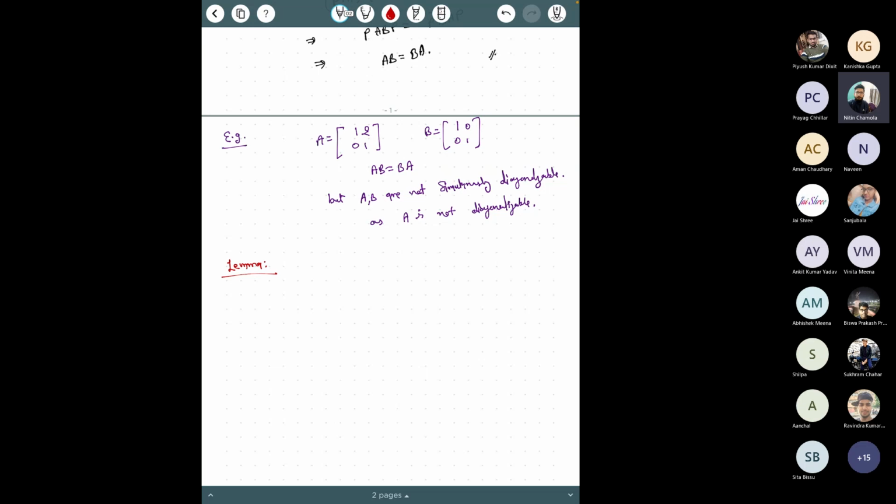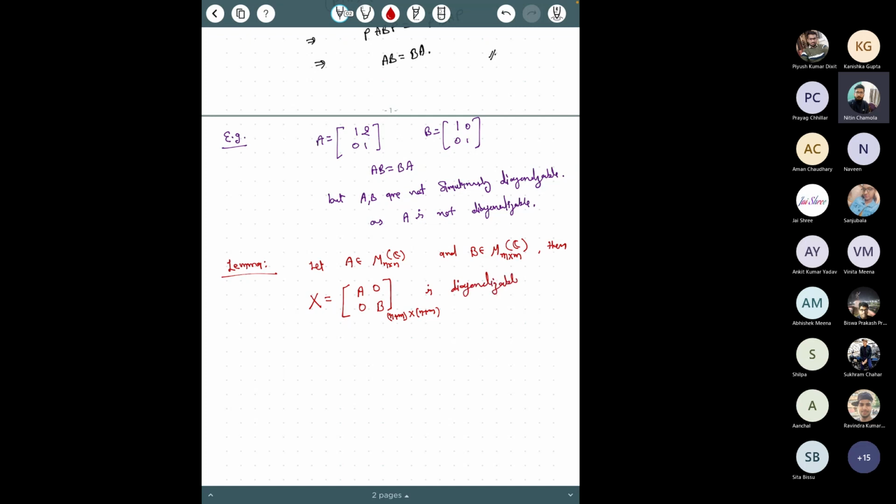Let me prove this result. Suppose we have a matrix A of size n cross n over C, and B is of size m cross m over C. Let us call this matrix capital X, a block diagonal matrix where on the diagonal we have blocks A and B, with zero blocks of appropriate size, so that X is of size n plus m cross n plus m. Then this X is diagonalizable.